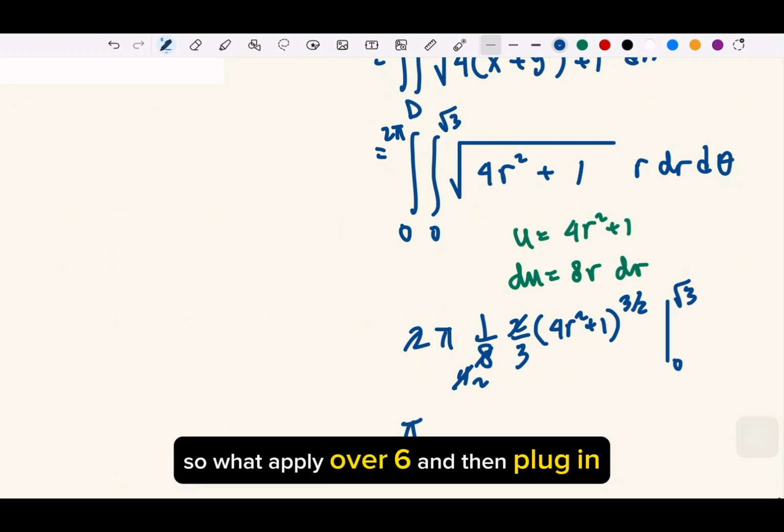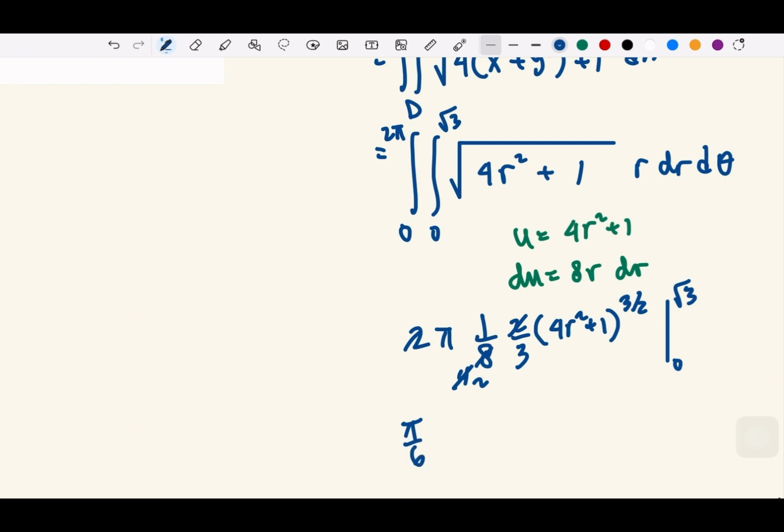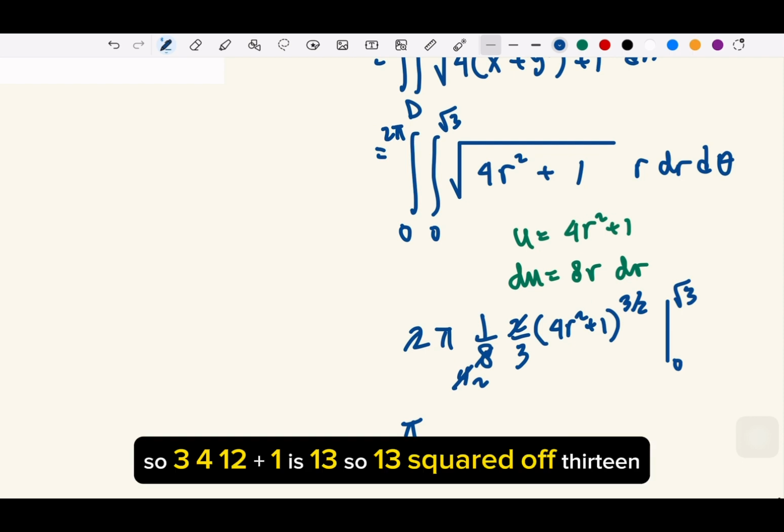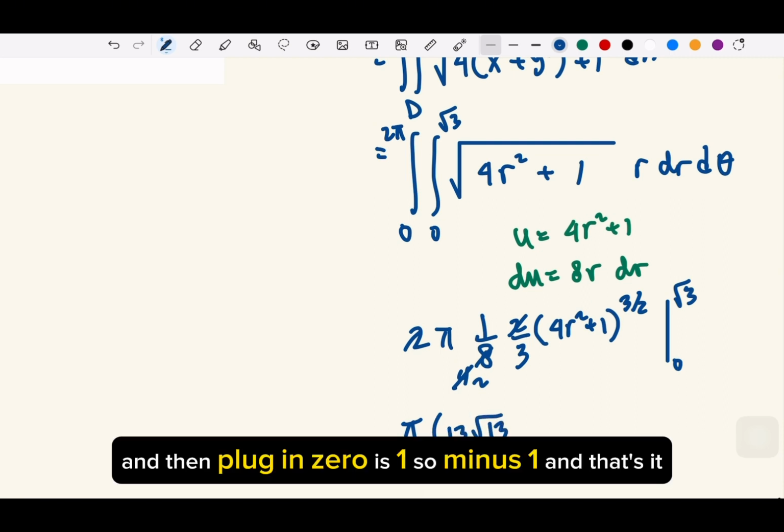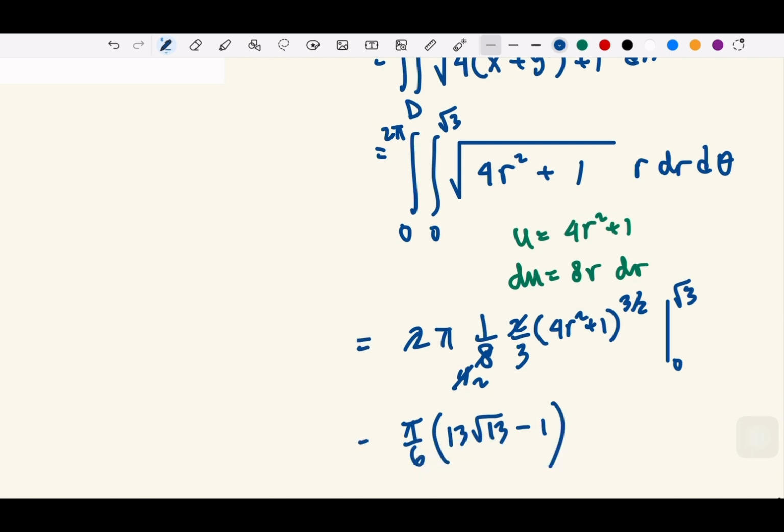And then plug in. 3 times 4 is 12, plus 1 is 13. So 13 to the power of 3 over 2, and then plug in 0 is 1, so minus 1, and that's it. This is the area.